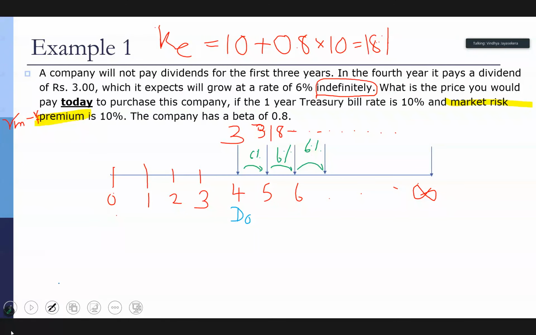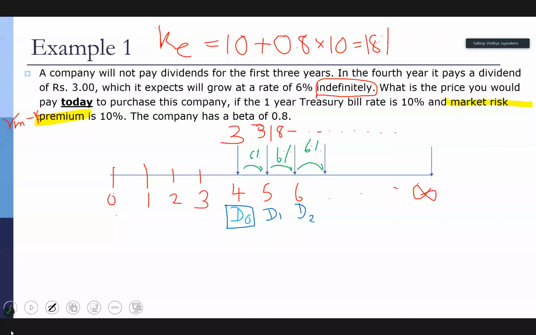So this is more intuitive, that's true. Because here you have a standalone dividend of 3 rupees, and that 3 rupees is now growing at 6%. So we assume that D0 is year 4, D1 is year 5, D2 is year 6, and so on. And it goes on forever.